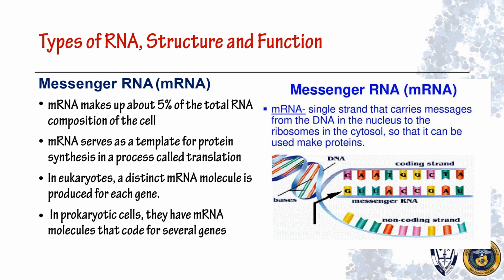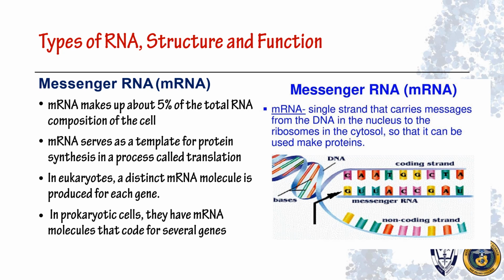So, sir, what is the example of a hairpin loop? Class, as shown on your screen, one of the examples of your hairpin loop is your messenger RNA or mRNA. It is a single strand that carries messages from the DNA in the nucleus to the ribosomes in the cytosol so that it can be used to make proteins. It makes up about 5% of the total RNA composition of the cell. It also serves as a template for protein synthesis in a process called translation.